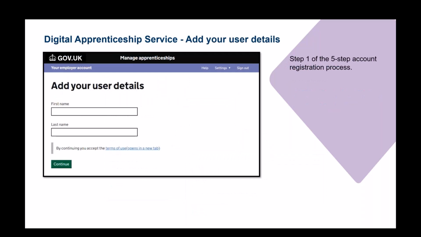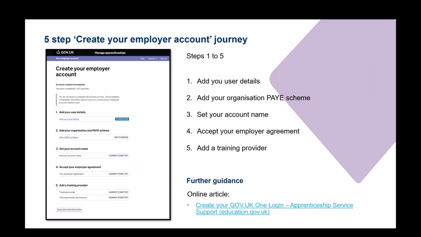Next slide, please. After completing the GOV.UK One Login registration, the user will be navigated to the Digital Apprenticeship Service's 5-step employer account registration journey. Step 1 is add your user details, where the user will be required to enter their first and last name. The terms and conditions are available on the link at the bottom of this web page, and when the user clicks continue, we'll accept these terms and conditions.